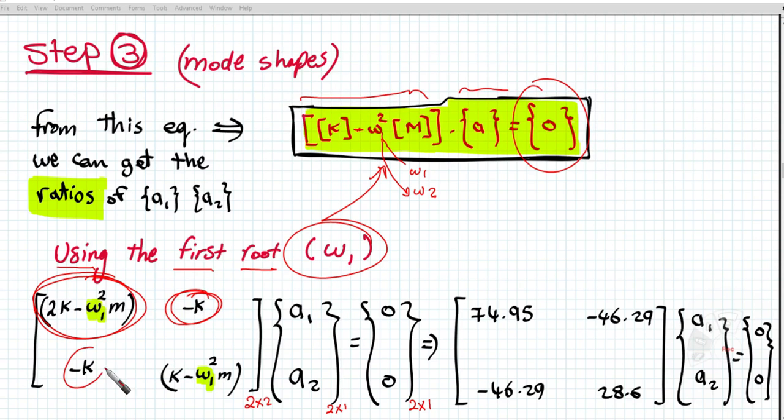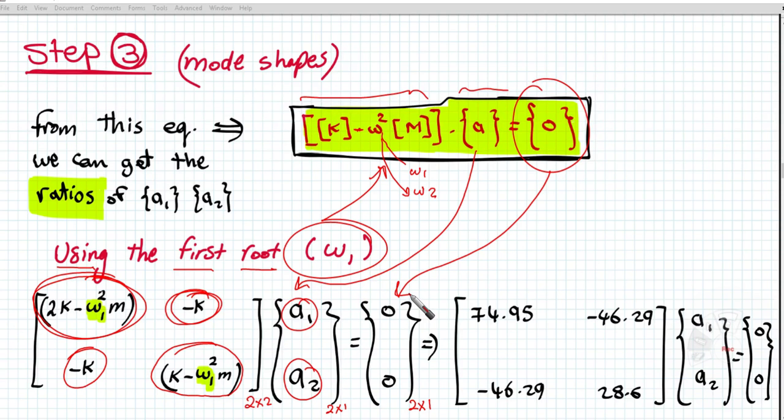Similarly, for this coefficient it is going to be minus k. And for the last one here, it is going to be k minus omega 1 squared m, multiplied by a, which is going to be a1 and a2. Remember that it is associated with omega 1, in this case equal to the right hand side, which is going to be 0.